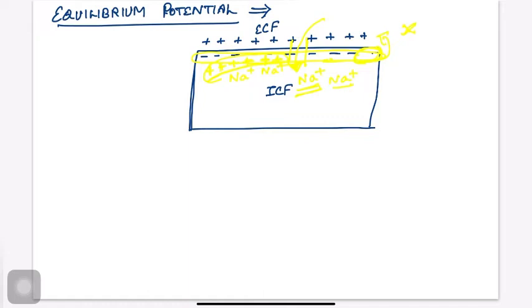Okay, this equilibrium potential is calculated by, as we already said, the Nernst equation. Nernst equation formula: equilibrium potential of an ion is equal to RT by ZF times ln of ionic concentration outside by ionic concentration inside.